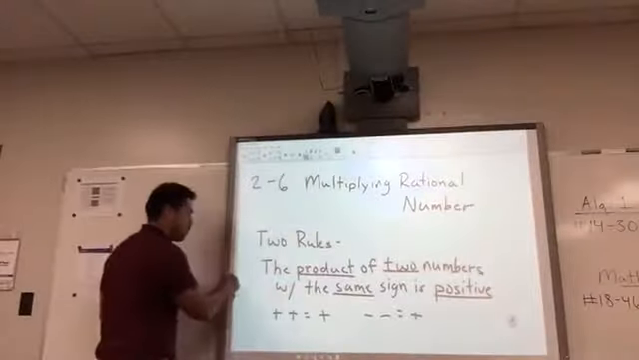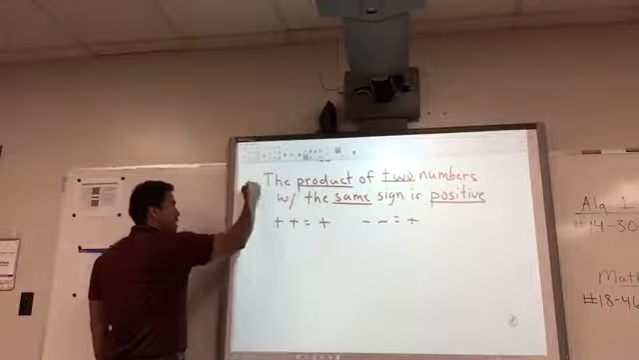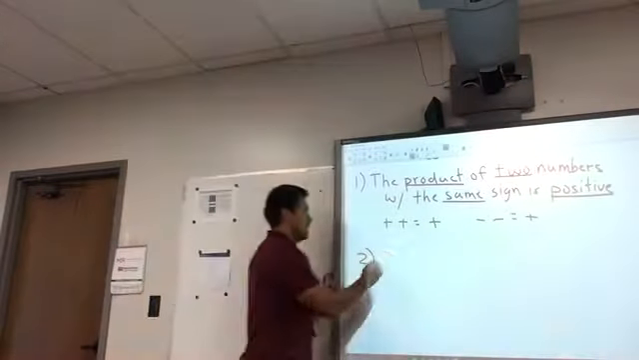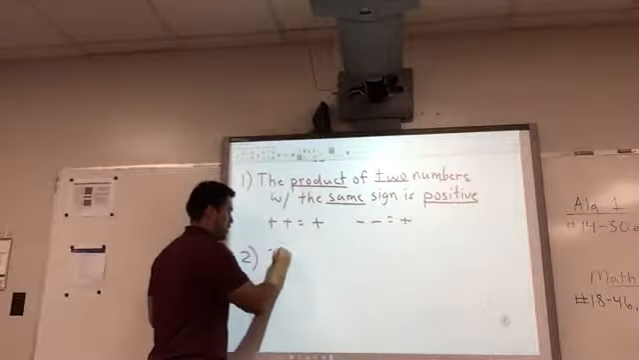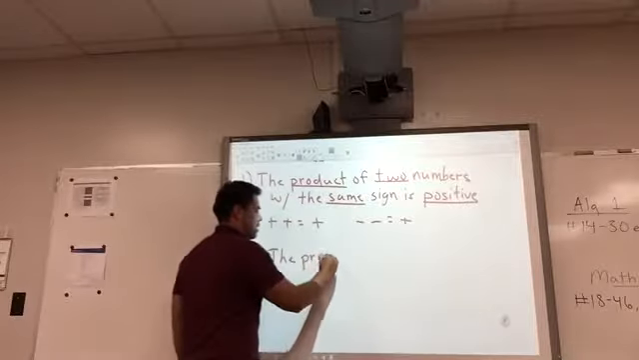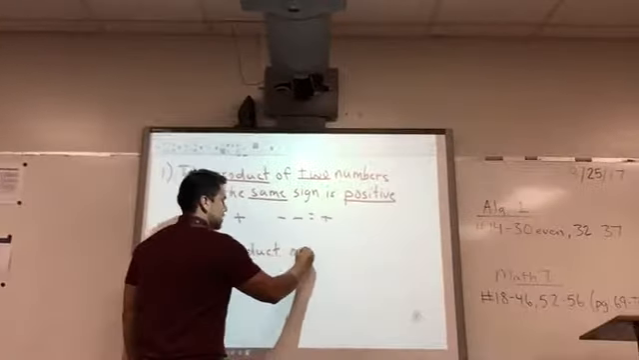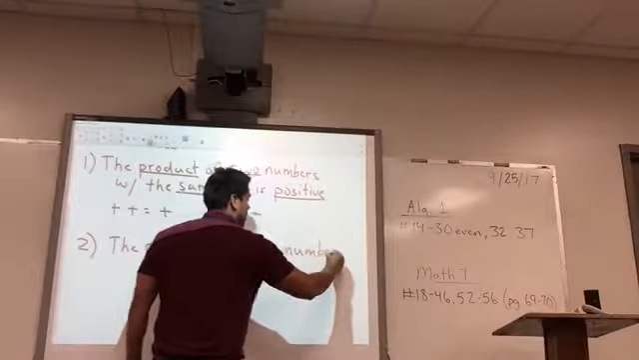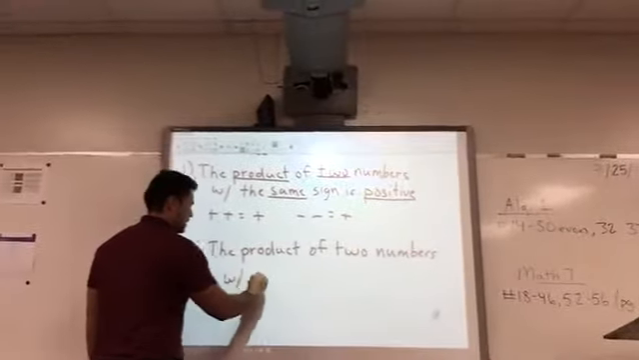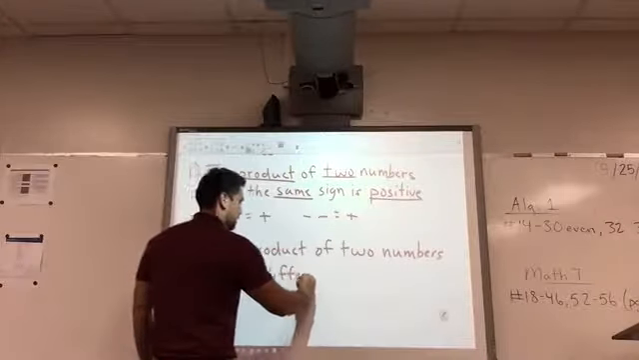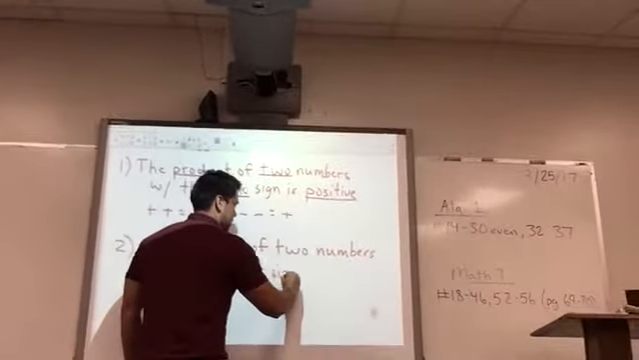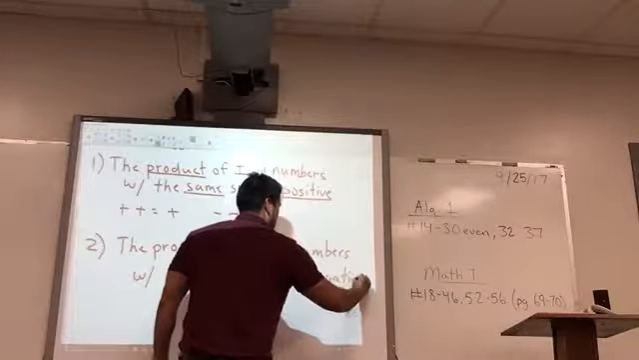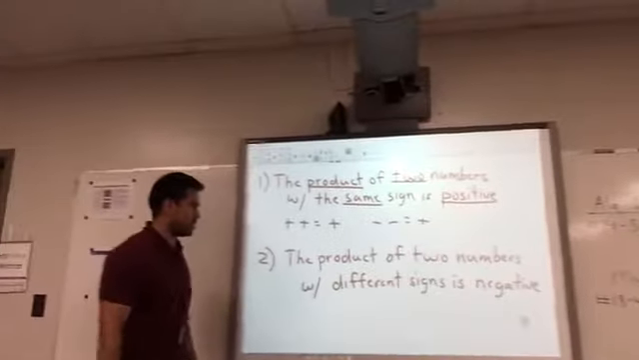All right. Second rule or second sentence in that box. This is the first one. What would be the second one? Go ahead, Jenna. You can go and read it. The product of two numbers with different signs is negative. Those are the only two rules we're going to use today, which is nice.